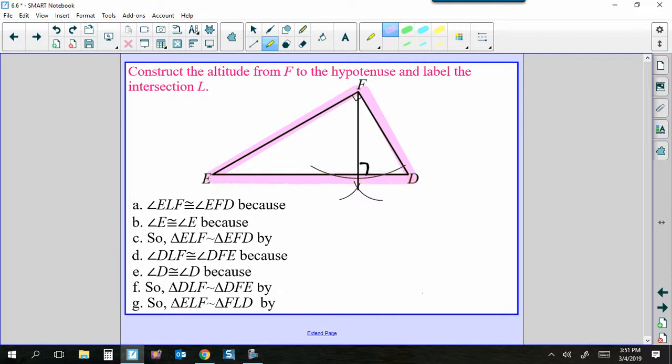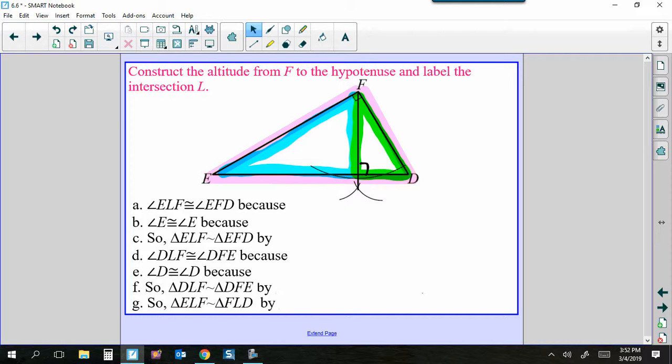That's the big one. The biggest one. And then the altitude is making this little tiny one here, and also this medium-sized one. So we now have 3 right triangles in this picture, and they are all similar to each other.